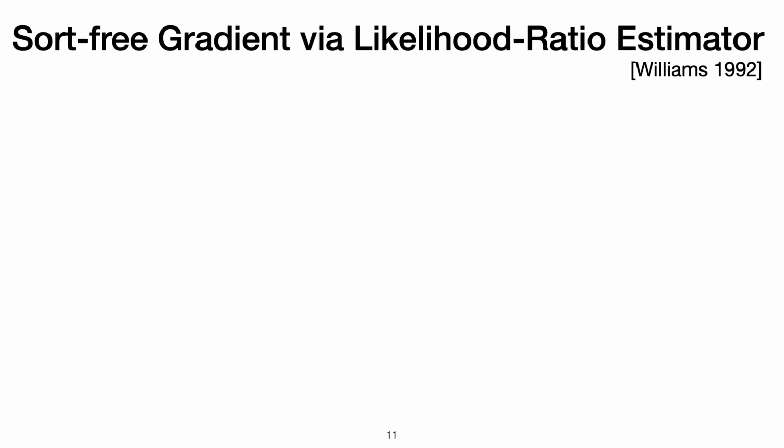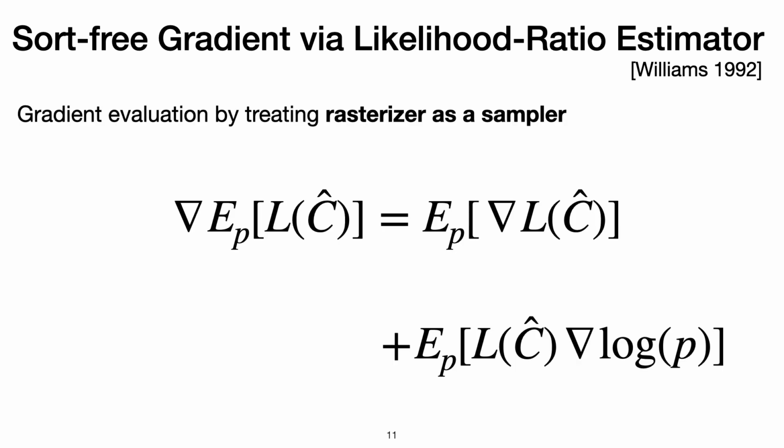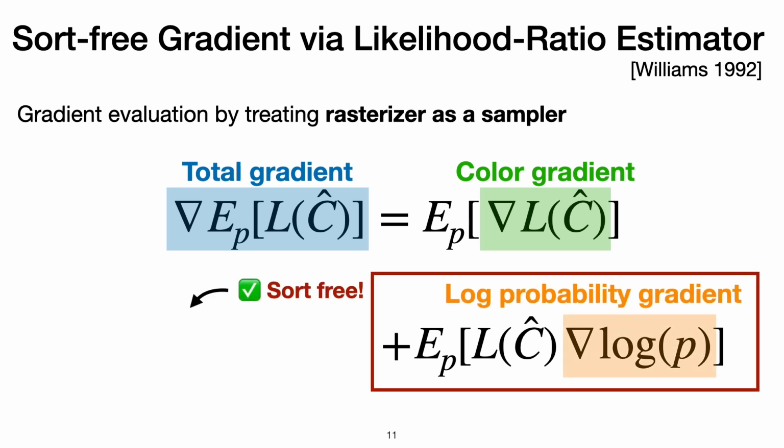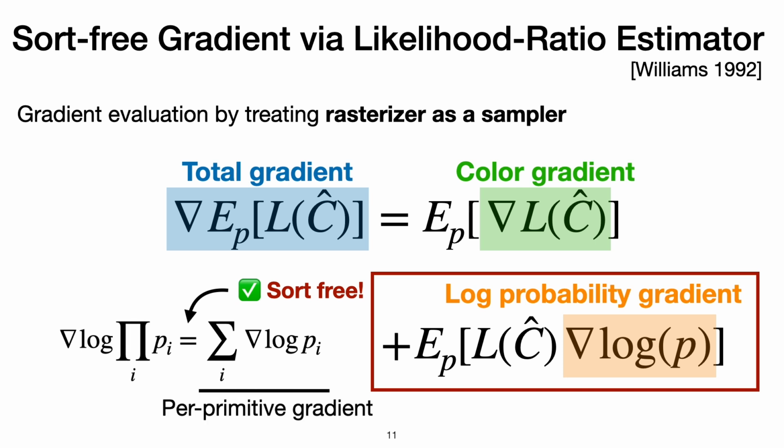This expected objective function can be differentiated using a likelihood ratio estimator by treating the rasterizer as a sampler. Specifically, the expected gradient decomposes into a color gradient term and a log probability gradient term. Thanks to the logarithm, the probability gradients can be evaluated independently per primitive, enabling sort-free optimization of probability values. During training, the probability values naturally converge towards 0 or 1, producing binary visibility masks used at inference time.